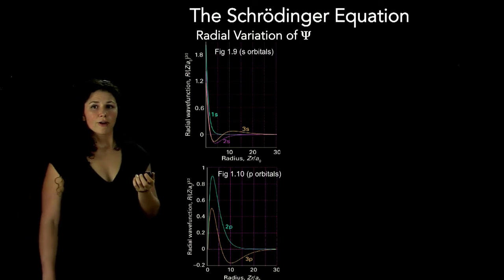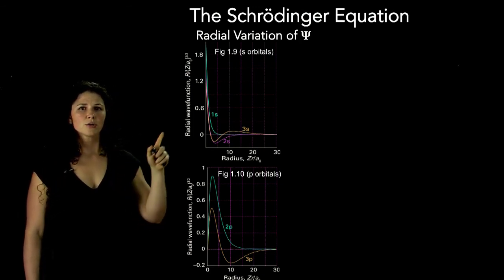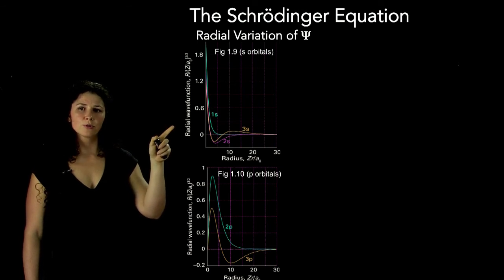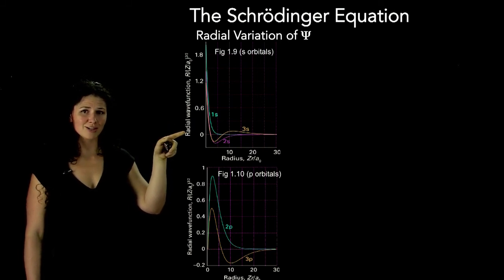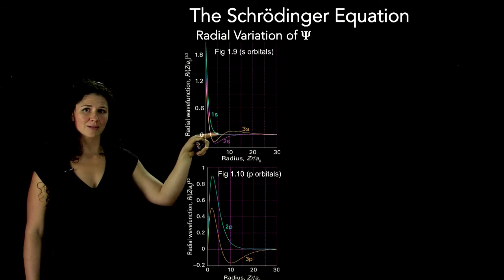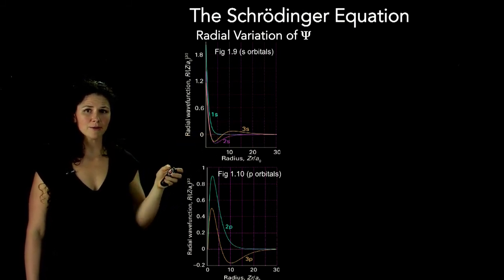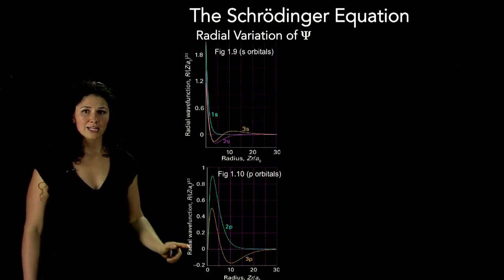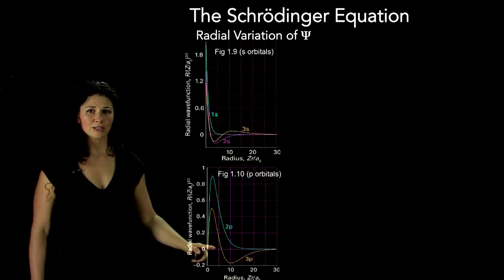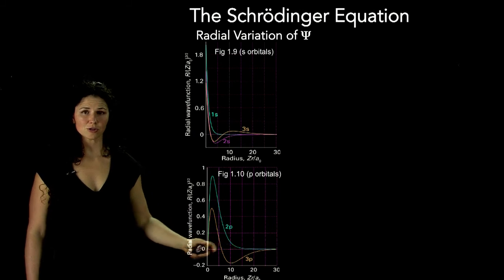Now here are the graphs of the radial variation of your wave function. In the first figure, this is figure 1.9 from your textbook. This is the radial wave functions for the s orbitals, 1s, 2s, and 3s. And notice here is your 0, and these wave functions are positive and negative depending on which one you're talking about. Down here is the radial wave function for some p orbitals, and again, here's your 0, and so you can see that the wave functions have some positive and some of them have negative values.